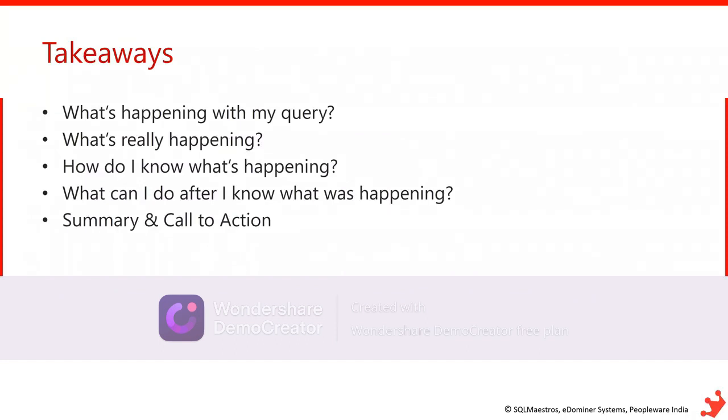Next is what's really happening. How do you know that? How do you find out what's really happening? There have to be some tools at your disposal, and I'm going to talk about DMVs and extended events. Next, what can I do after I know what's happening? Well, the answer is very simple. You go ahead and fix it.